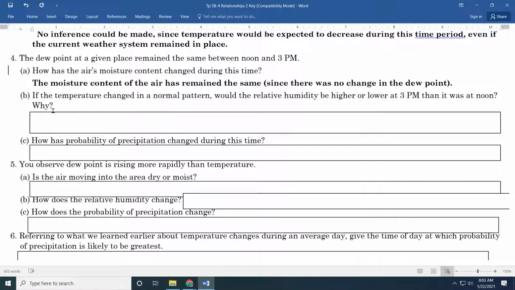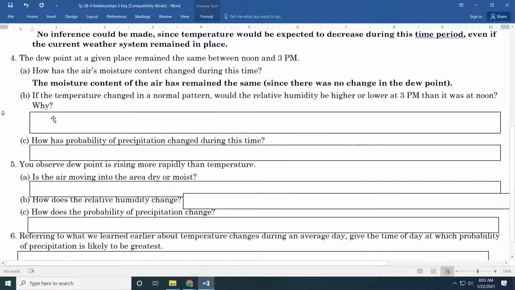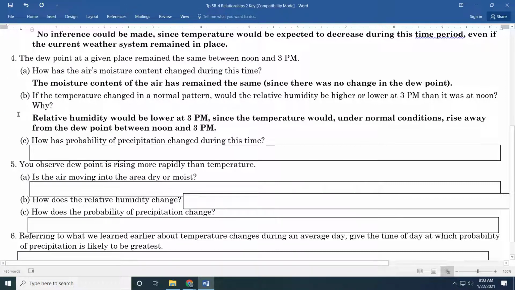So if you took the same amount of water in the air, and now you warm that air up so it can hold more, it's going to go from being 50% full, half full, like I said, to less than that because now the air could hold more, but we didn't add more. So it's not as percentage-wise full. That's a tough one. So the relative humidity would be lower at 3 p.m. since the temperature, under normal conditions, rises away from the dew point between noon and 3 p.m. And the further apart the temperature and the dew point are, the lower the relative humidity.